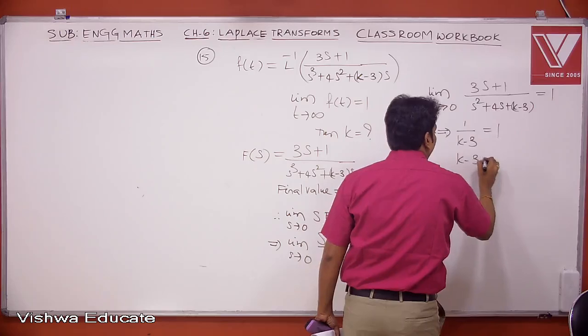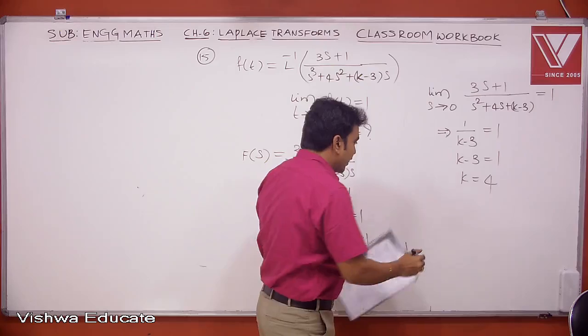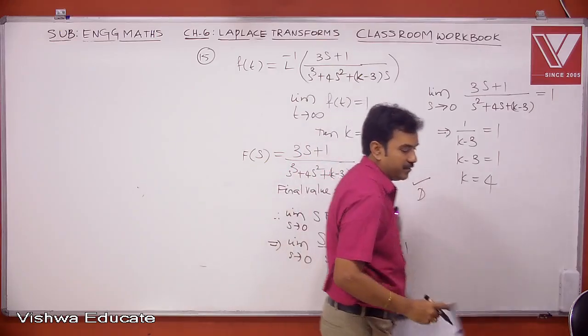So k minus 3 equal to 1. Therefore the value of k is 4. So option number D is right. Note this point.